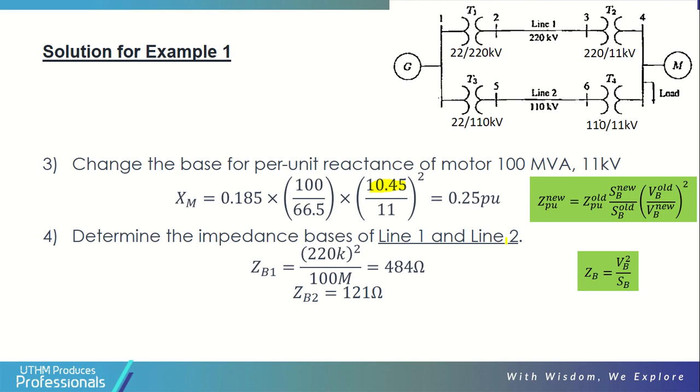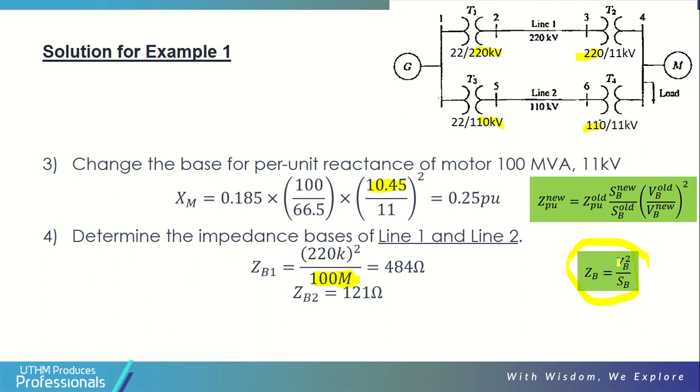Then you need to determine the impedance base of line 1 and line 2. For line 1 and line 2, we have S base and V base. We already calculated V base for line 1 and line 2. For line 1, V base equals 220 kilovolt, and S base equals 100 MVA. So Z base equals this formula.